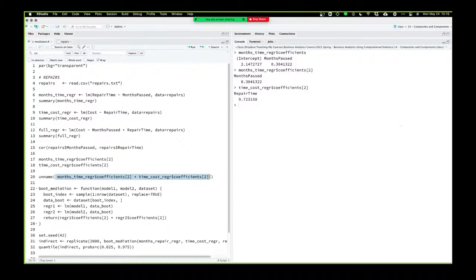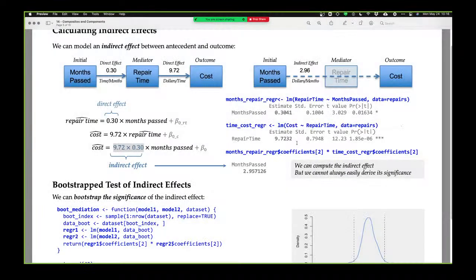An unfortunate thing in R is that when I multiply the two together, it picks one of the labels and attaches it to it. And I don't want this label, months past. It's not months past, actually. So what I'm going to do is run this multiplication, and then unname it. I'm going to take away any labels from it. So it just gives me the raw number, 2.95. All right. So 2.95 is actually the coefficient that explains indirectly how months past affects cost.